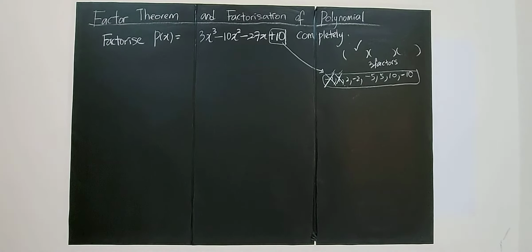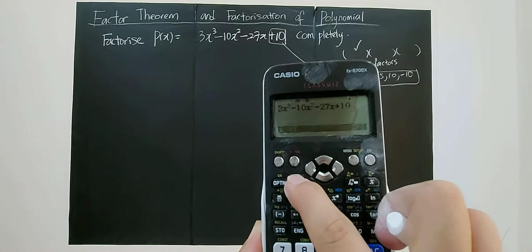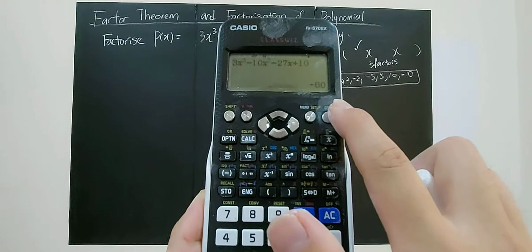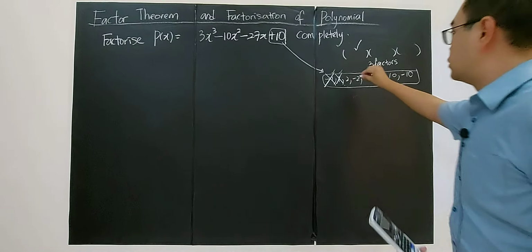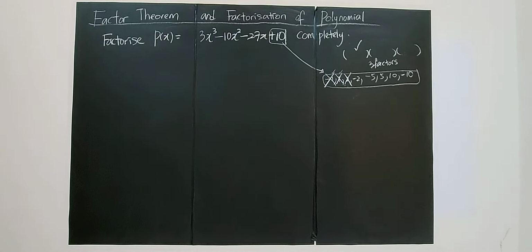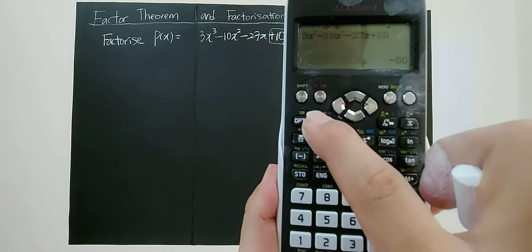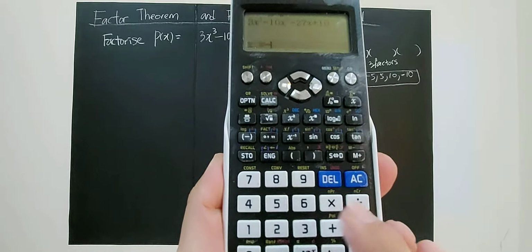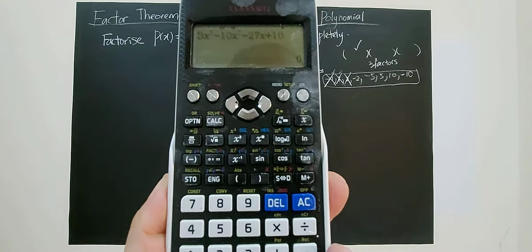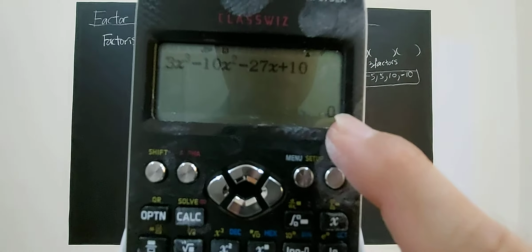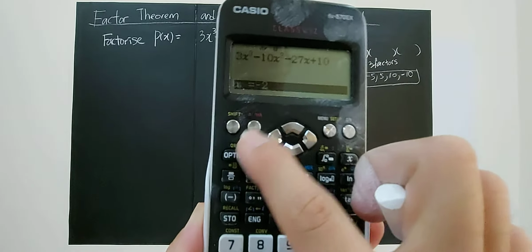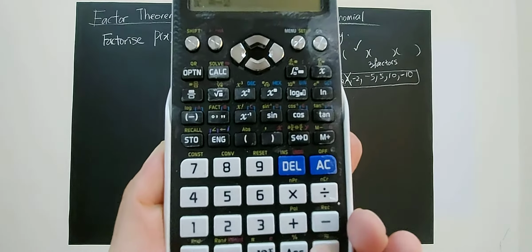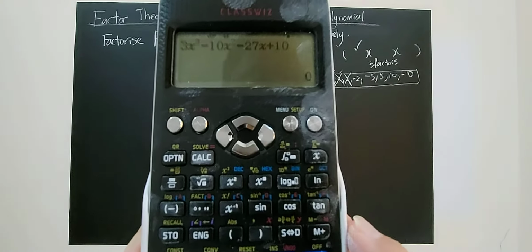So let's go for 2, try one by one. We calculate 2, equals negative 60. Oh no, this is also not a factor. Never mind, because we just want to search. The next one will be negative 2. Negative 2 equals, can you see that? You're getting 0. So you calculate again to confirm. Calculate negative 2, double click equal. Yeah, getting 0.